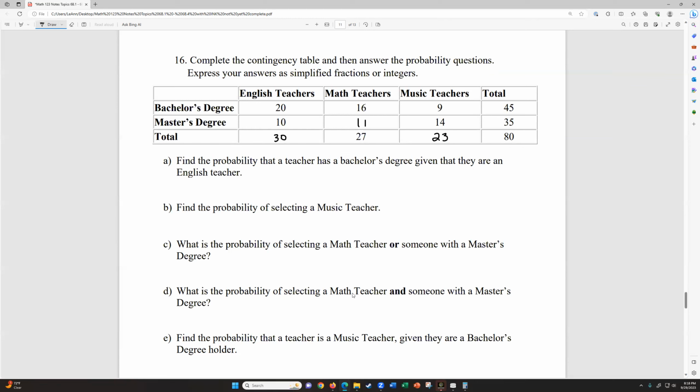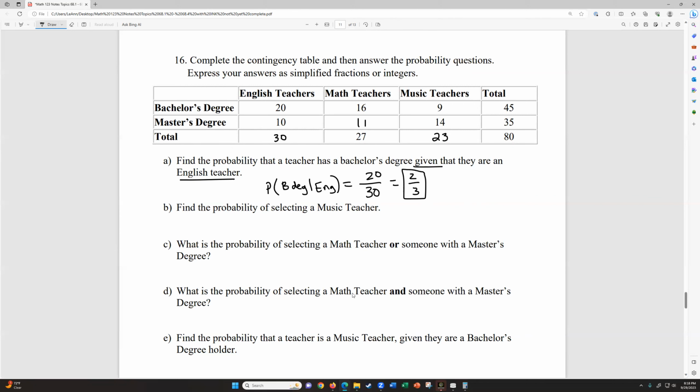Okay, find the probability that a teacher has a bachelor's degree given that they are an English teacher. So we are only talking about English teachers. So bachelor's degree given that you're an English teacher. English teachers total 30 people. Bachelor's degrees and English teacher is 20. And we're going to do simplified fractions for these. So this is 2/3.